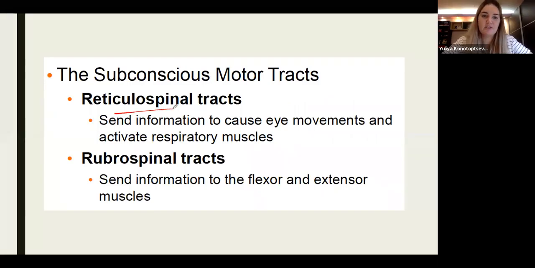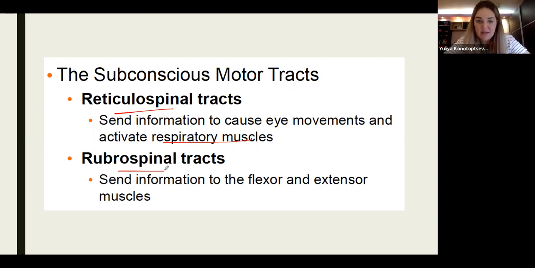Reticulospinal tract is responsible for your respiratory muscles. So you don't control your diaphragm whatsoever. I mean, you can. I can take a deep breath and I can exhale, but still, on a daily basis, right now, I'm not controlling my diaphragm to contract. So that's reticulospinal tract.